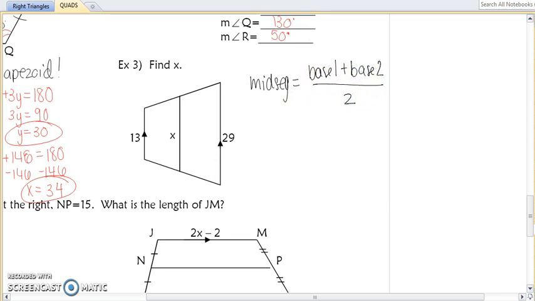So in this case, if we rotate that paper around, remember that those bases are the parallel sides. 13 is base 1, 29 is base 2. X, that's the mid-segment. It's in the middle of that trapezoid. So I'm labeling X as the mid-segment, base 1, 13, base 2, 29, divided by 2. We add the top to get 42. Continue to simplify. We find our mid-segment measure is 21.